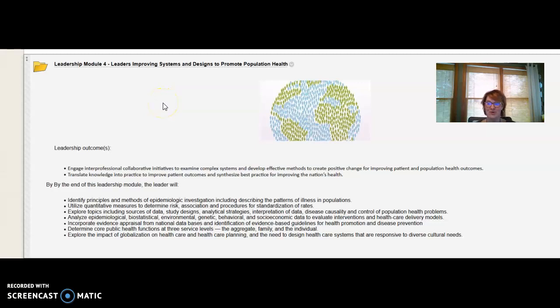And here we are already in module number 4. So we're looking at improving systems and design to promote population health. That's the whole focus of the course, and we've been building those stepping stones along the way. And this is where we're putting absolutely everything together in the form of a proposal for a population health design project. So we're going to take a look at our module.